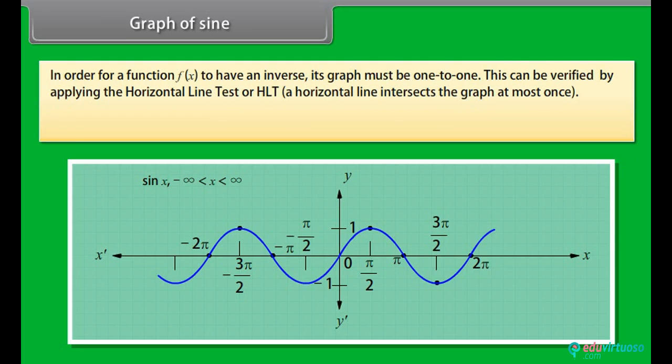In order for a function f of x to have an inverse, its graph must be one-to-one. This can be verified by applying the horizontal line test, or HLT. A horizontal line intersects the graph at most once. Clearly, the graph of sin x fails this test. So, how do we define the inverse of sin x?